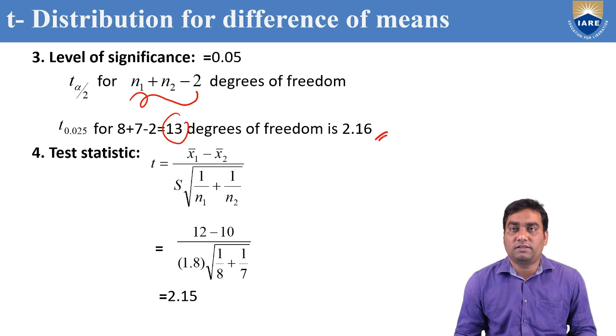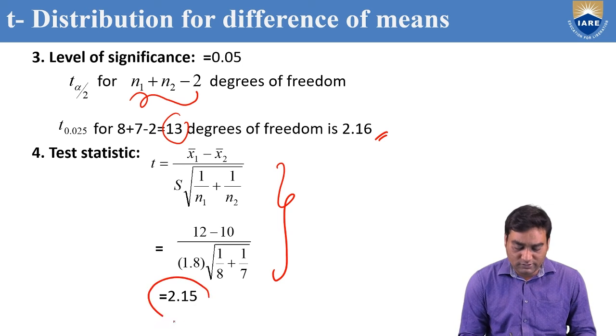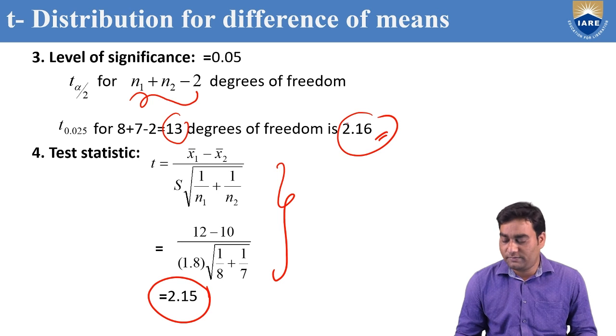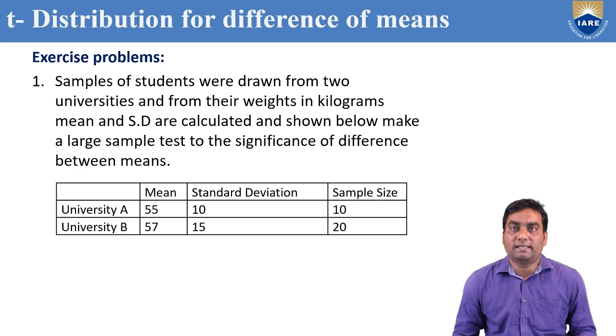That is 2.16. Now you can use the formula t equal to x1 bar minus x2 bar by s into square root of 1 by n1 plus 1 by n2. This is 2.15, this is 2.16. In conclusion, mod t is less than t alpha by 2, so we can accept the null hypothesis. These are the exercise problems for t distribution for difference of means.